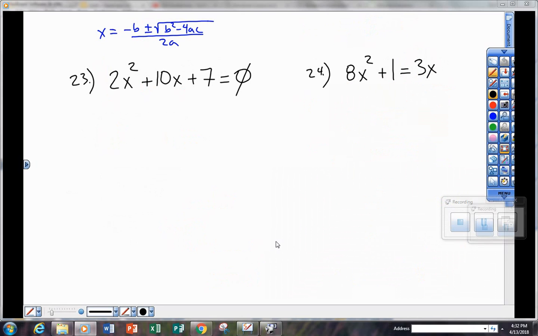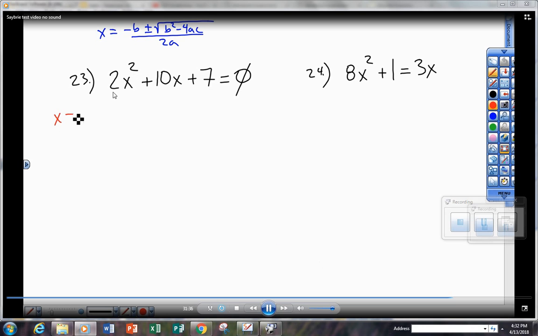All right, quadratic formula. So A is 2, B is 10, C is 7. So negative B, which is negative 10, plus or minus the square root of 10 squared minus 4 times 2 times 7, all over 2 times 2.